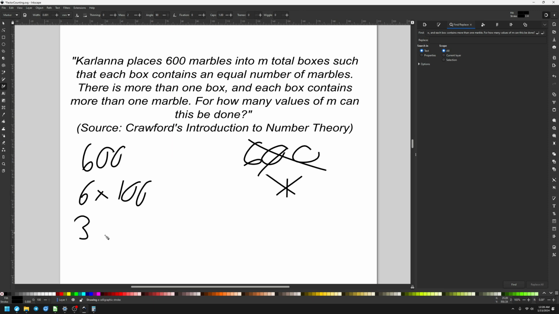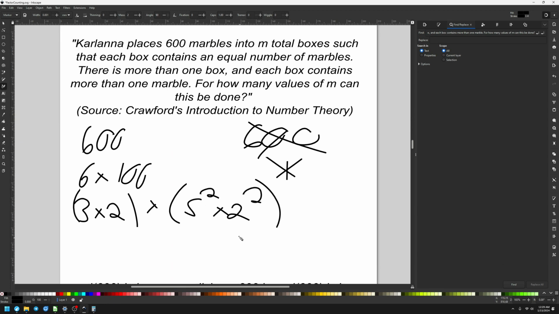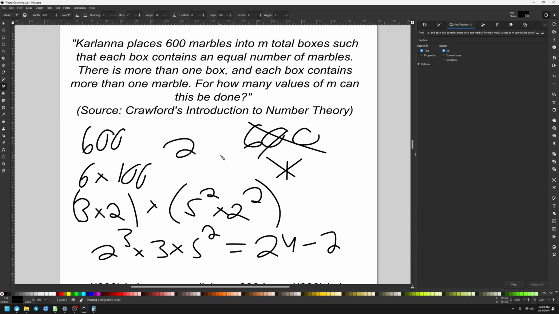I know 6 is 3 times 2, so let's write that down. And 100 is 5 squared times 2 squared, because 25 times 4 is 100. Okay, now we can group the like terms. And we get 2 cubed times 3 times 5 squared. And if we add 1 to each of the exponents, we get 4 times 2 times 3. So 8 times 3, which is 24. So the number of total divisors is 24. And to account for 1 and 600, we can just subtract 2. And our final answer is 22.